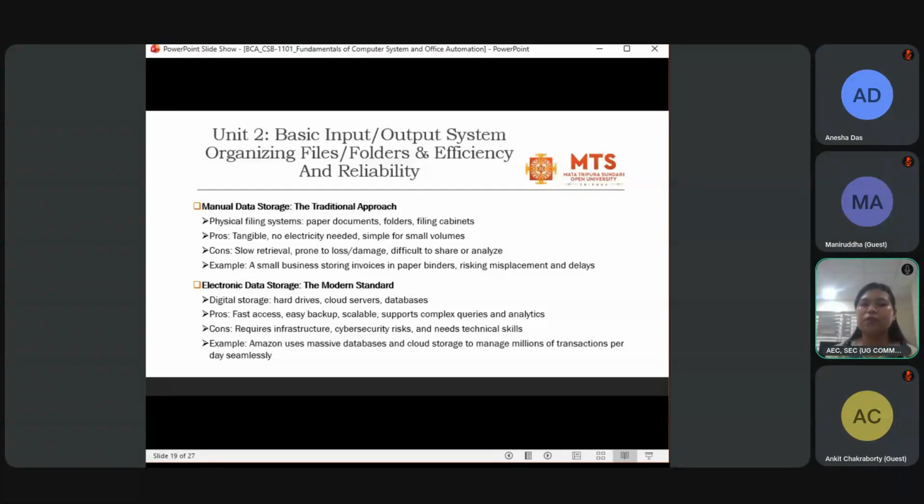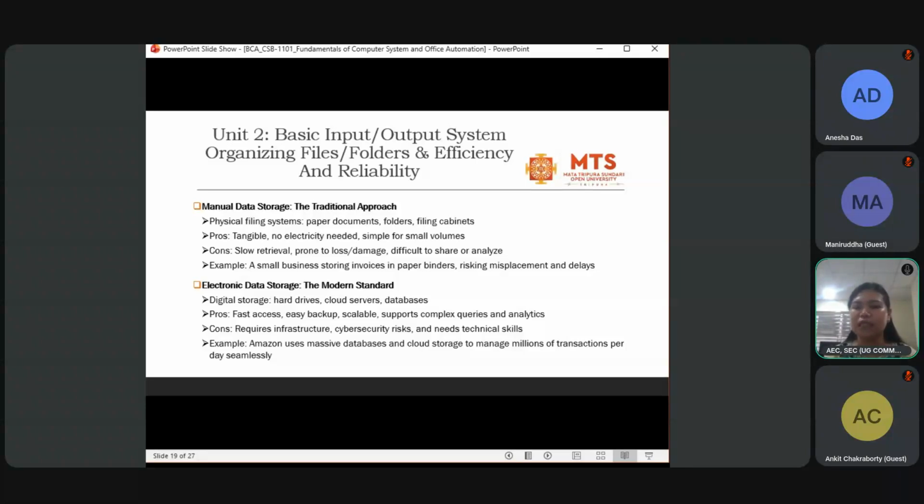And what are the pros and cons here? Pros means positive advantages: tangible, no electricity needed, simple form, small volume. Like if I have to maintain only 50 students, it's easy. No need to rush for a laptop. Manually, it can be done.